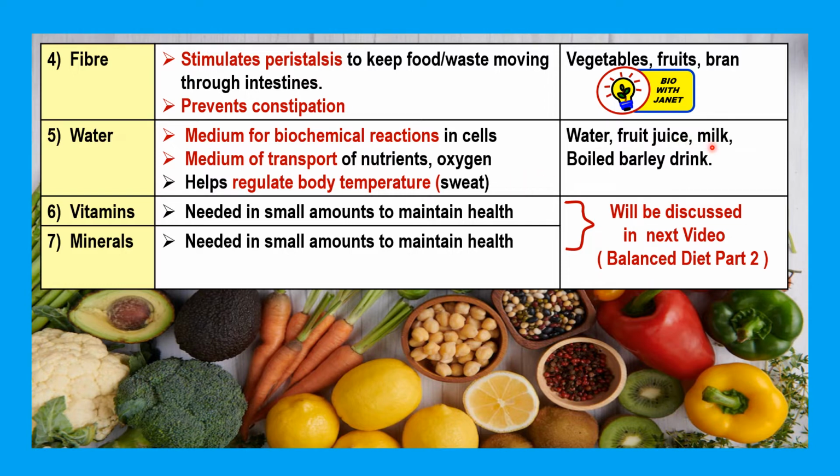So sources of water are fruit juice, plain water, milk, or boiled barley drink. So these are some sources of water that we can recommend for a balanced diet. So here we see a lot of vegetables, and also fruits like lemon. So all these are sources of fiber. Okay, and also they are sources of vitamins and minerals.